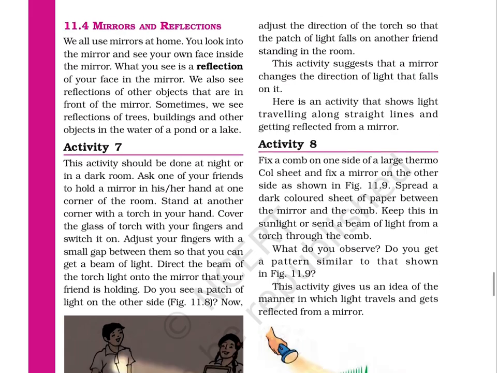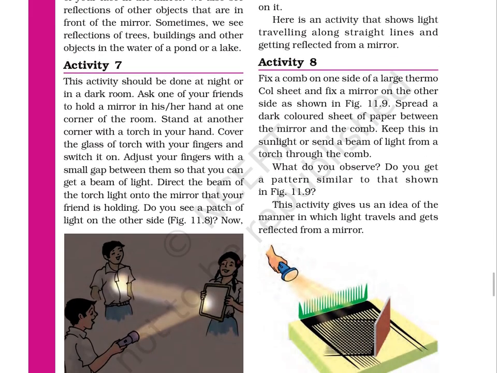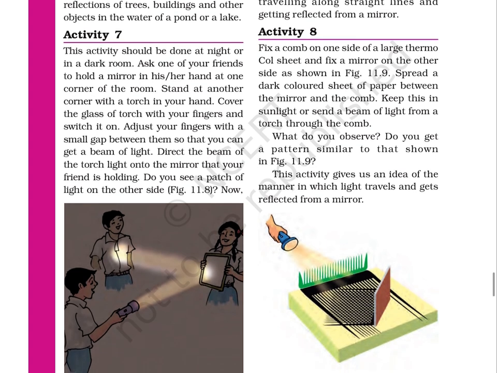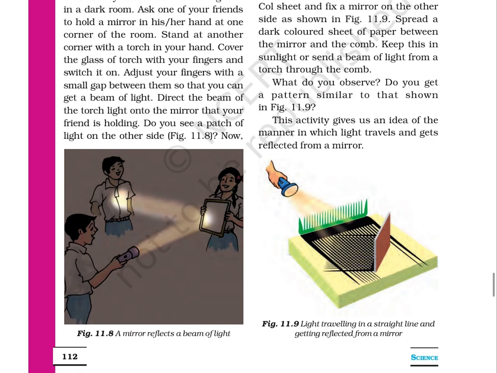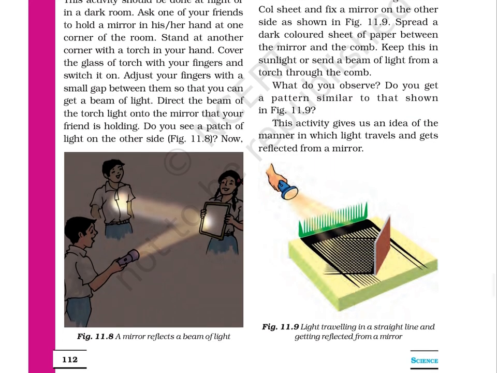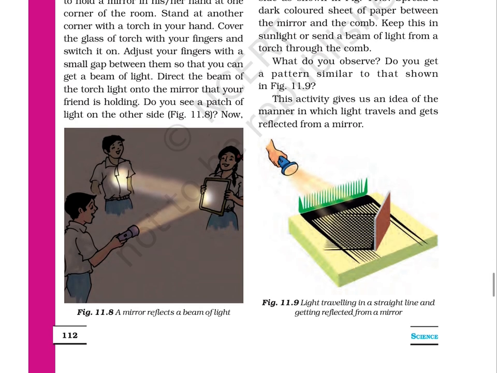Spread a dark-colored sheet of paper between the mirror and the comb. Keep this in sunlight or send a beam of light from a torch through the comb. What do you observe? Do you get a pattern similar to that shown in figure 11.9? This activity gives us an idea about the manner in which light travels and gets reflected from a mirror. Figure 11.8 shows a mirror reflects a beam of light. Figure 11.9 shows light traveling in a straight line and getting reflected from a mirror.